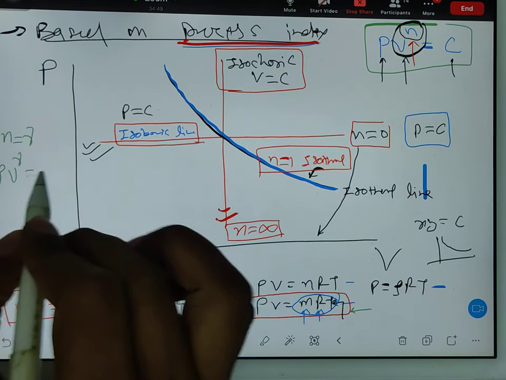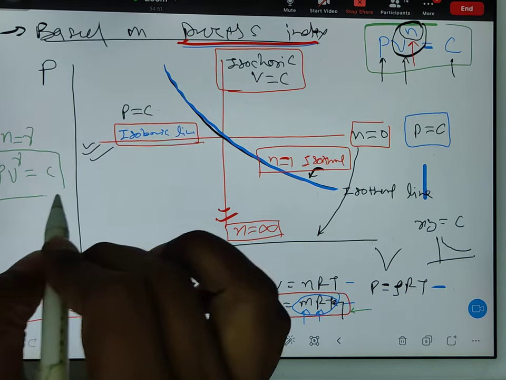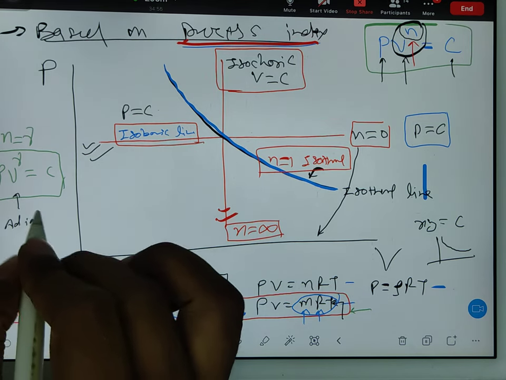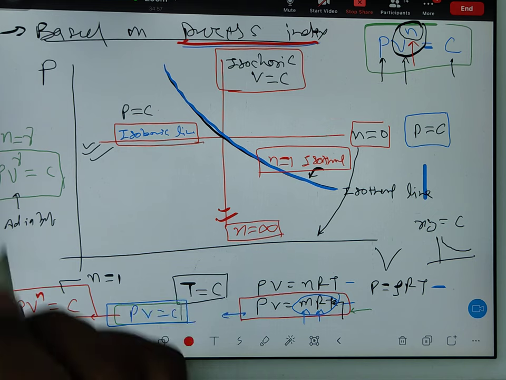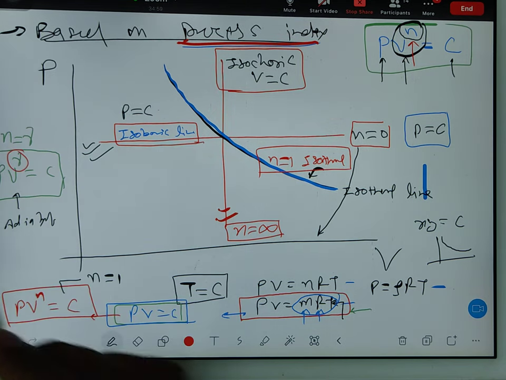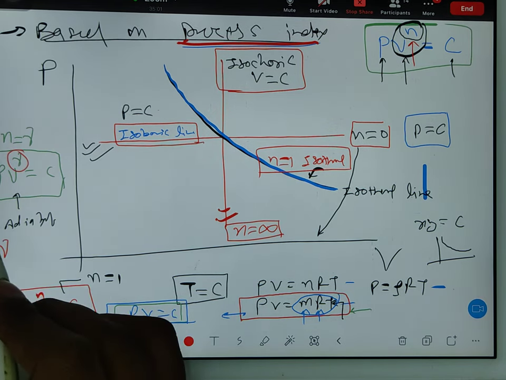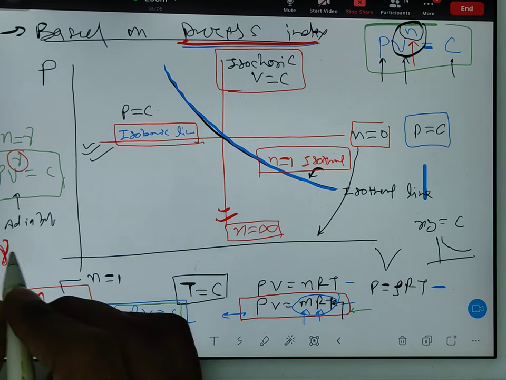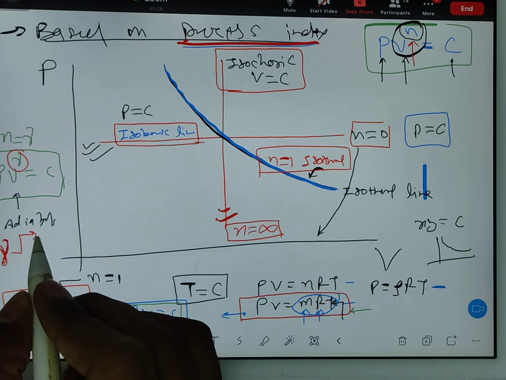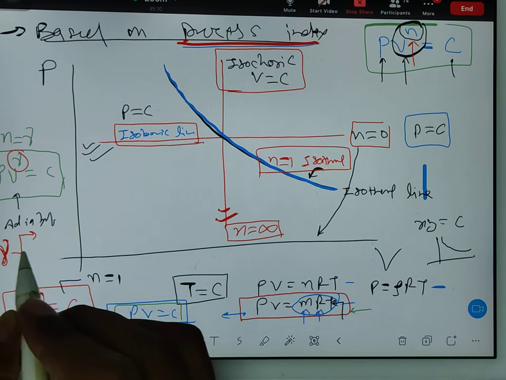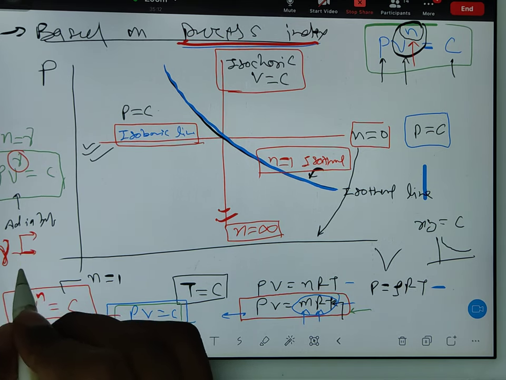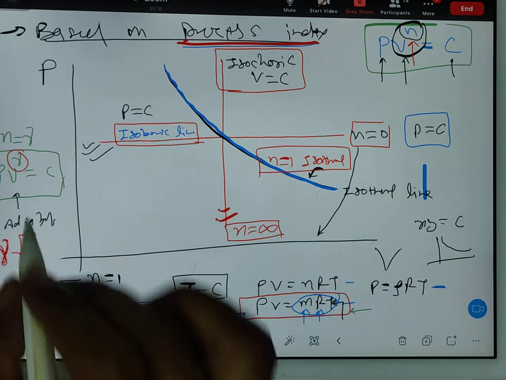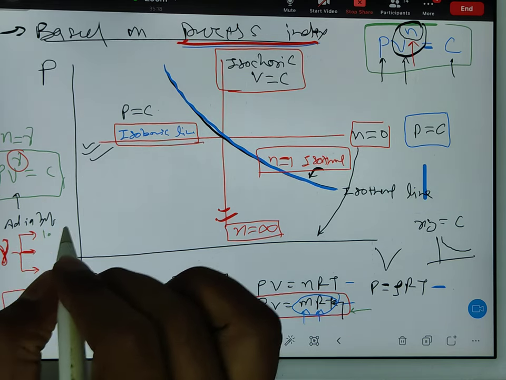PV^gamma is equal to constant. So this equation is for adiabatic process. Now you should know the gamma value. Gamma has so many values, but for our interest we are choosing monoatomic gas, then diatomic gas, and triatomic gas. So for monoatomic gas, gamma value is 1 point.